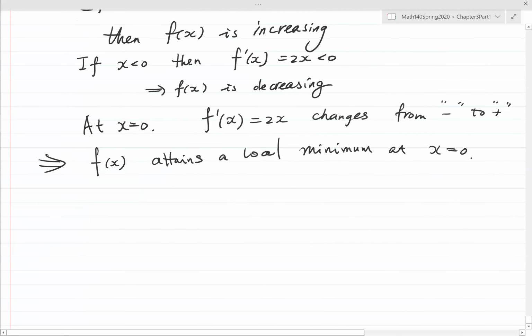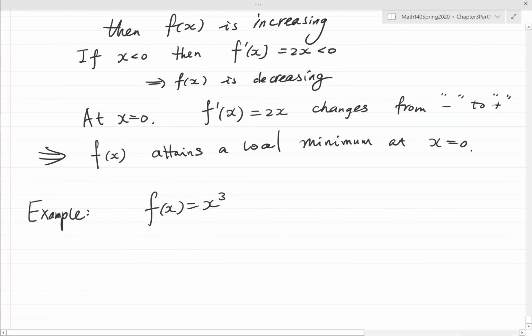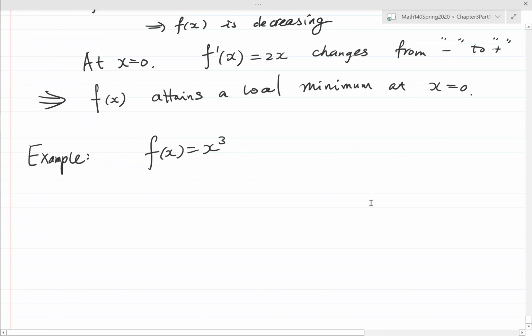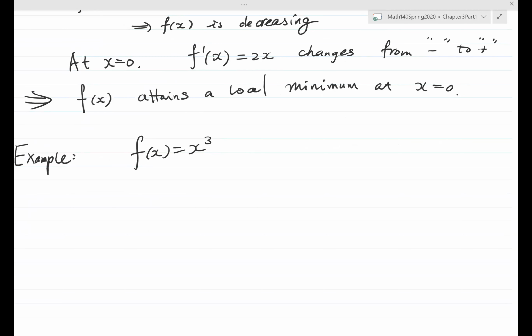Now more example. f(x) equals x cubed. Now x cubed, if you plot its graph, what does it look like? Okay. We may continue next time about x cubed, y equals x cubed. Right now it's already over time.